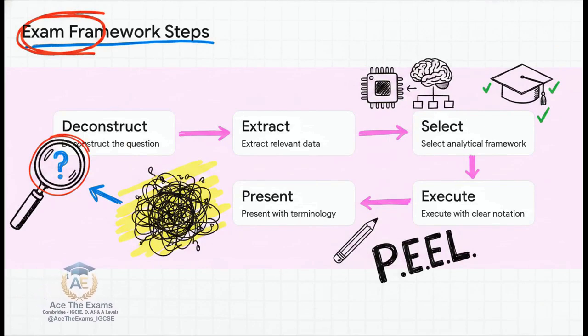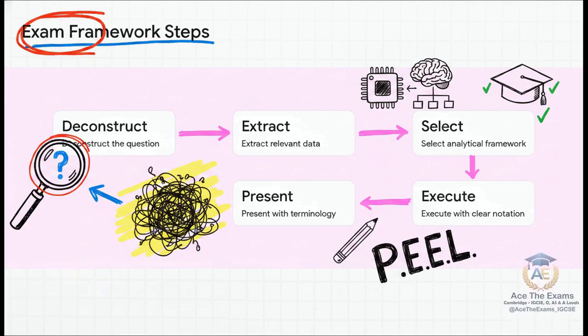This is a 5-step methodology showing exactly how top students build their answers systematically from start to finish every single time. Step 1. Deconstruct the question. Literally circle the command word. Is it describe? Is it explain? Is it evaluate? Step 2. Extract relevant data. Highlight the specific context in the prompt. Are you dealing with a mobile phone or a massive global server farm? It changes everything. Step 3. Select your analytical framework. In our case, for long answers, it's the Peel framework. Step 4. Execute with clear notation. Step 5. Present with correct formal terminology.